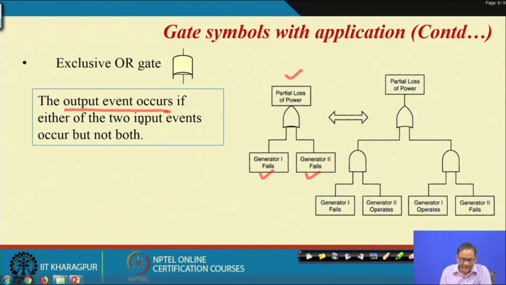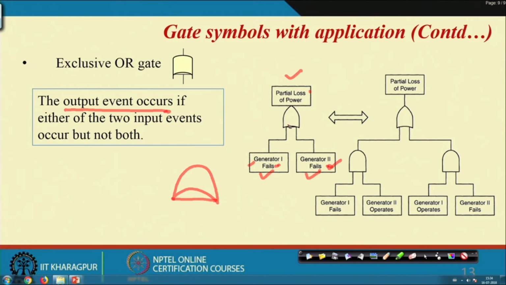So, this is the case. Suppose the output event occurs if either of the two events occurs, not both. If both occur, suppose this fails and this fails, there will be no power. If this fails and this does not fail, or the second one fails and the first one does not fail, then it is partial loss. As a result, we are using this symbol; the exclusive OR symbol is like this.